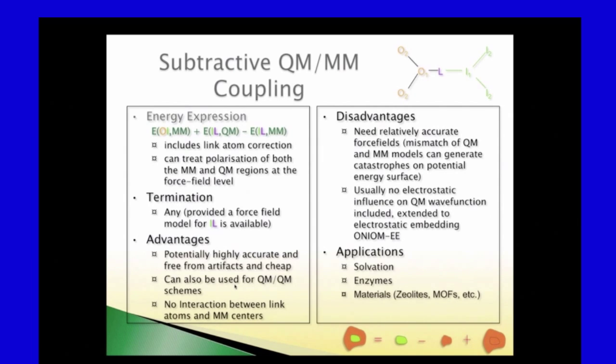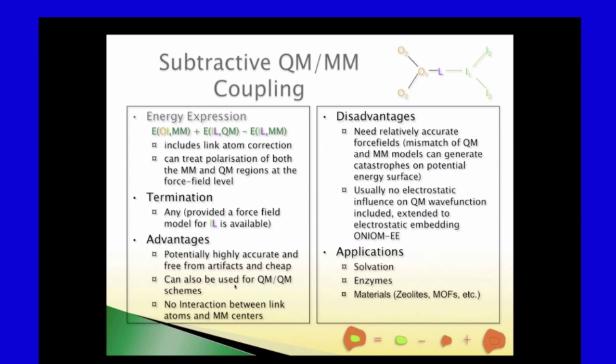And there are no interactions between link atoms and MM centers. This is nice, even when they make their cuts. When you're dealing with mechanical embedding, when you make your cut, now your quantum part just sits in space. You don't have to worry about how that link atom interacts with the classical part or your environmental part.